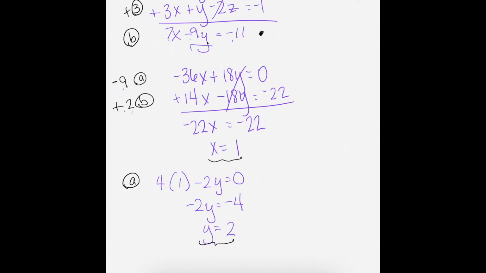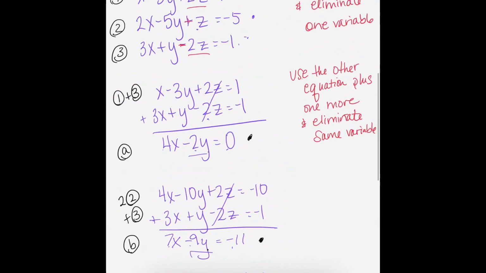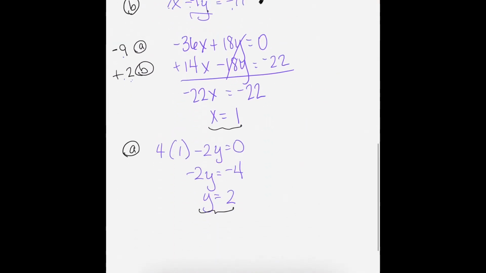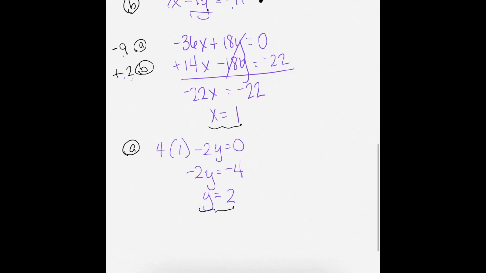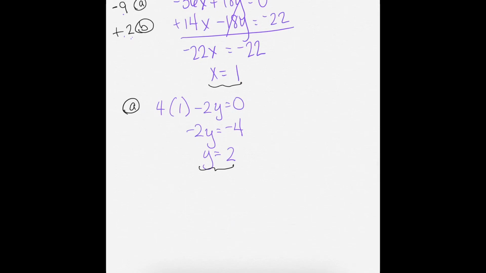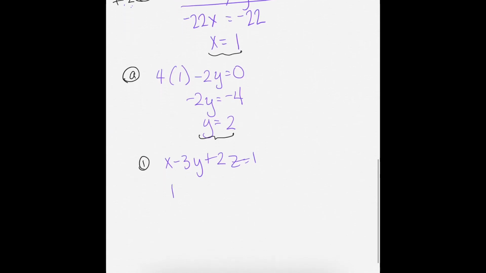All right, I got 2 of my 3. Can you guess how to get z? Hopefully you figured out that I have to plug in to one of the original equations to get the z. It doesn't matter which one you picked. I'm going to go with number 1. I don't know why. It just looks maybe a little easier. I don't know if it really is though. Equation number 1 was x minus 3y plus 2z equals 1, without plugging in anything. All right, but let's plug in now.